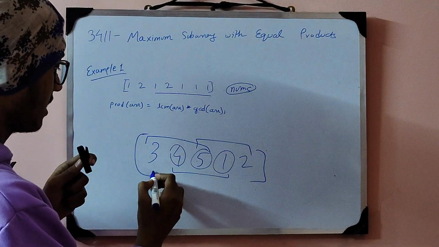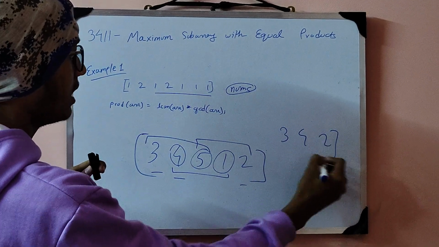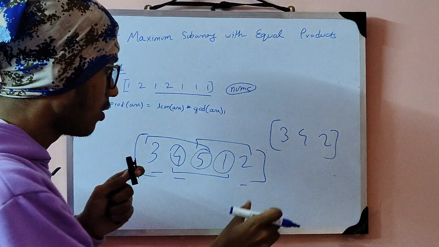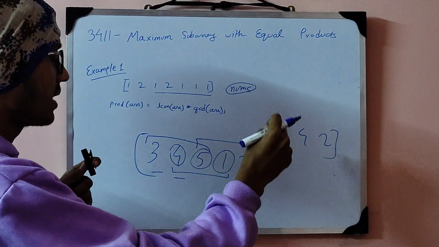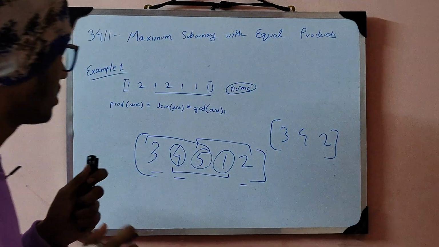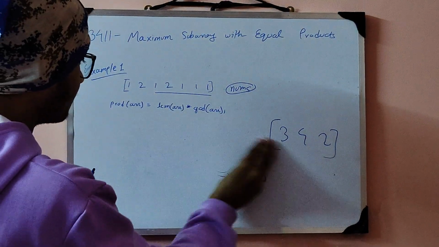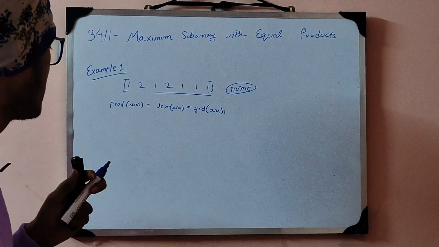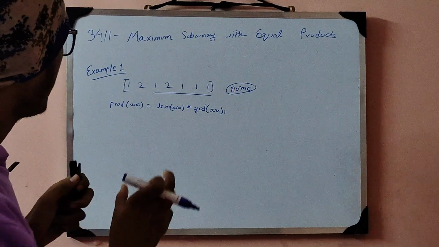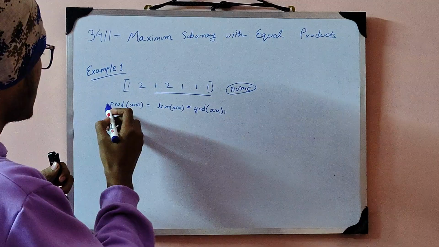Like we can't take 3, 4 and 2 from here. If we make 3, 4 and 2, this will be called a subsequence, without changing the order. If we take any elements from there and put them together, it will be called a subsequence, not a subarray. So we get to understand what a subarray is. The next part is that you need to find the longest subarray length that satisfies this condition.